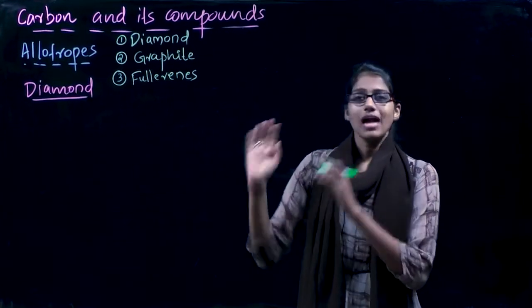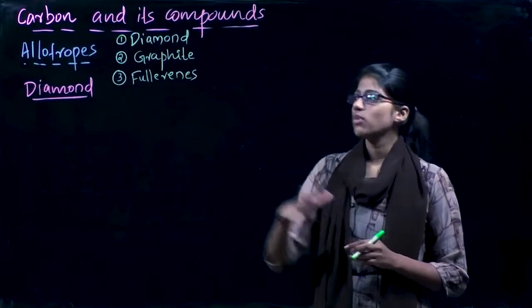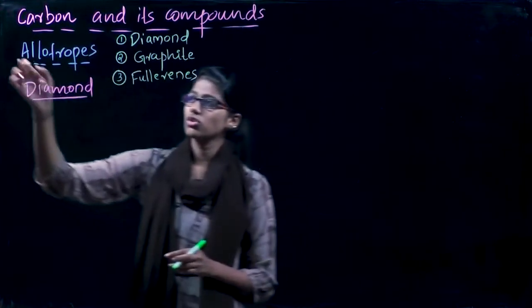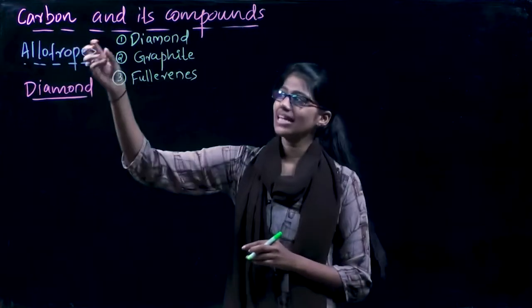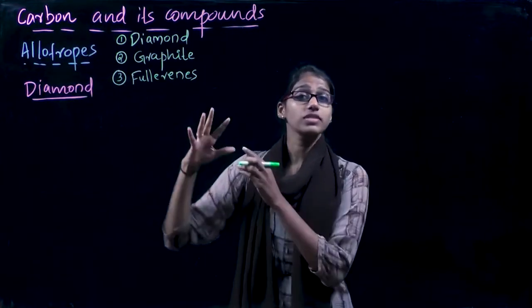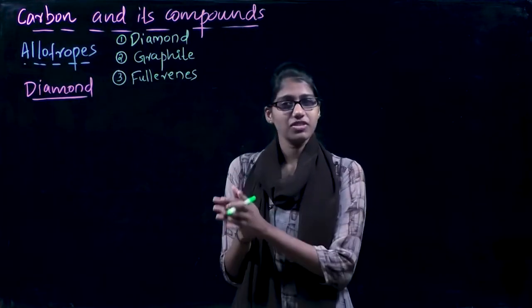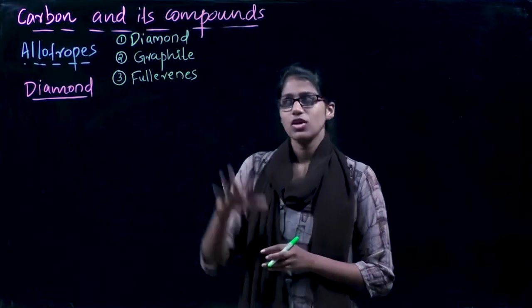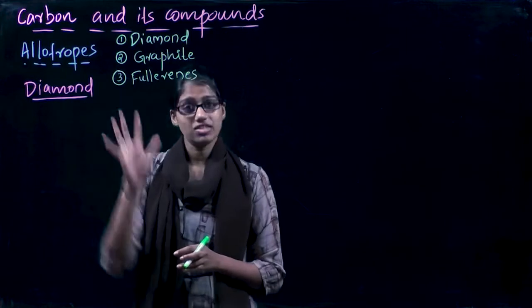So as you know, carbon exists in the free form in forms of allotropes, which are diamond, graphite and fullerenes. So what is an allotrope? Allotrope is actually the existence of different forms of the same element which are having different physical properties, but chemically their reactivities will be different. So let's have a look into the diamond and its structure.